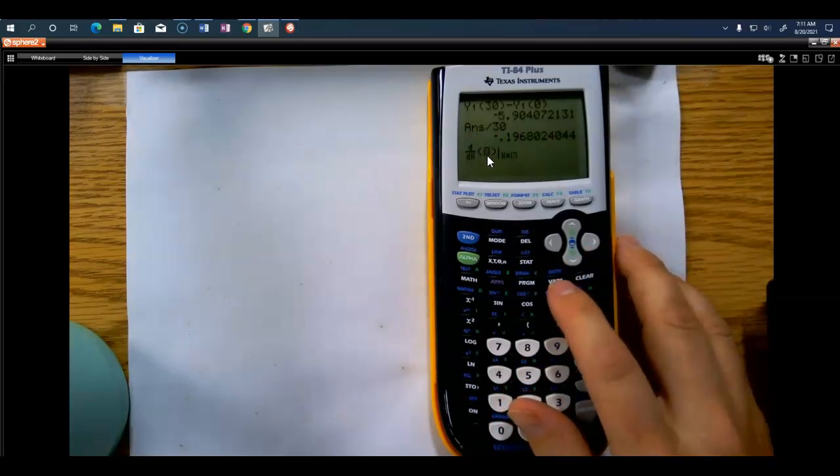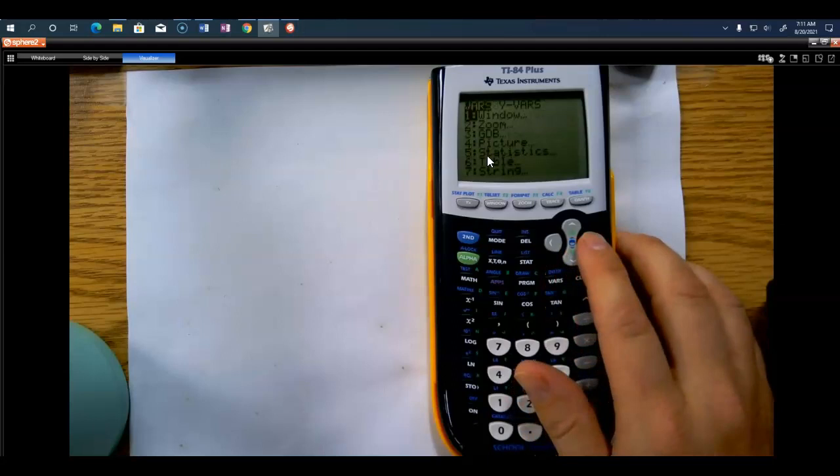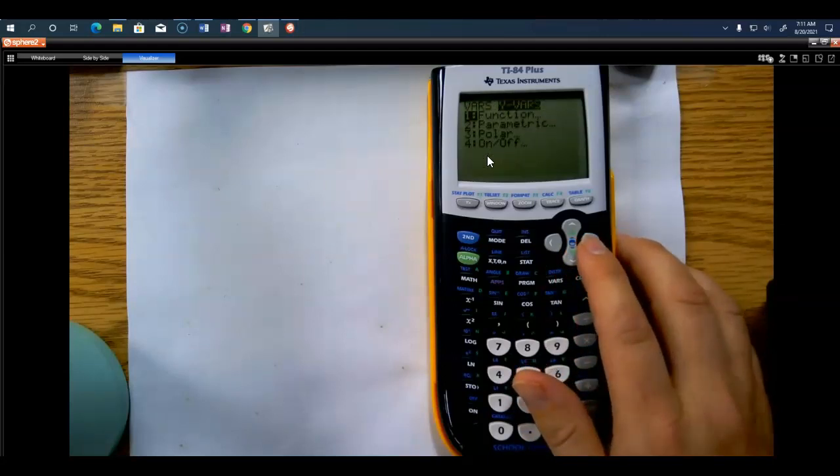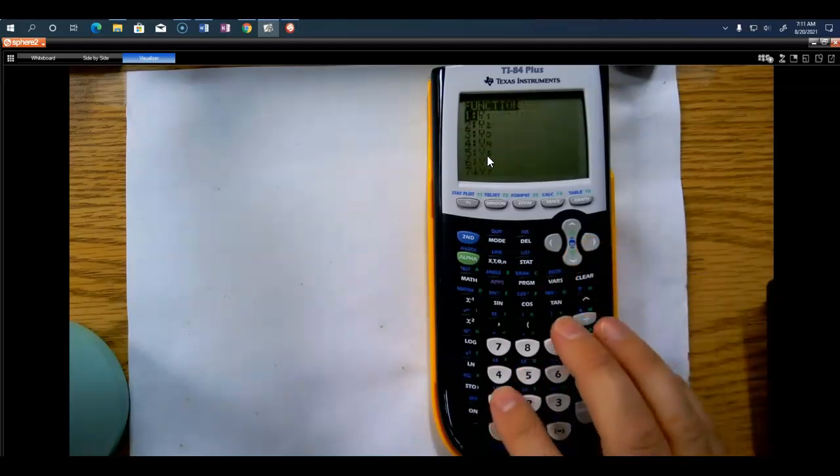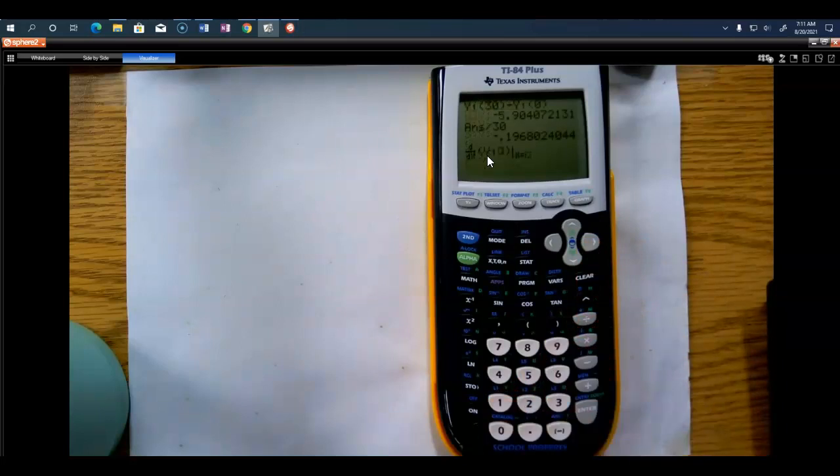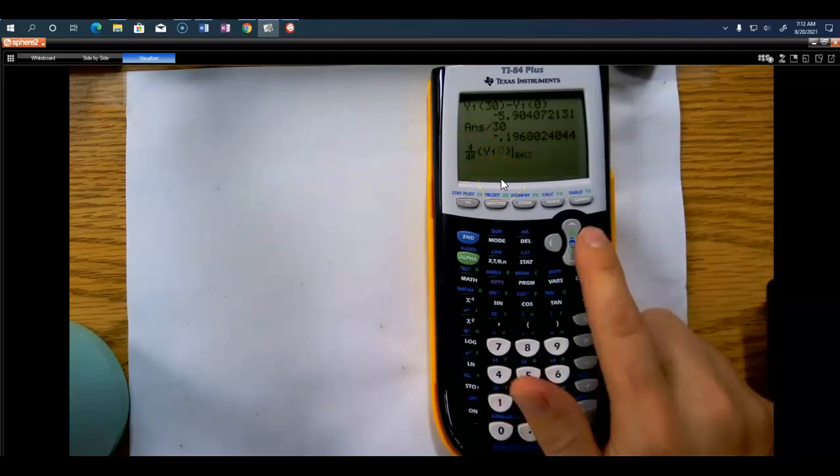So we're going to do that Vars thing again. We're going to push Vars. We're going to scroll over to Y-Vars. We're going to push 1 and Y1. So now I'm taking the derivative of my A function with respect to t, but it looks like I'm taking the derivative of y with respect to x because those are the variables my calculator uses.